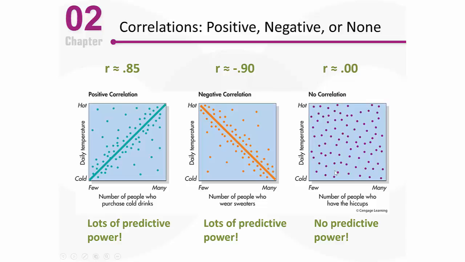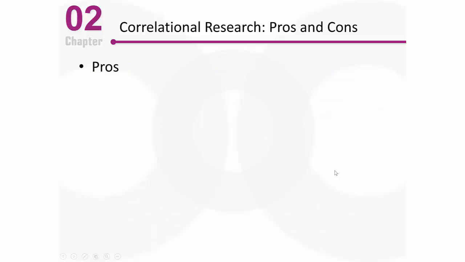All right, so those are just a couple examples there to help you understand what I'm talking about. All semester long, when we talk about correlational research, we crunch the numbers based on the variables that we measured to see what type of relationship there is between those variables. Let's talk about some of the pros and cons of correlational research.